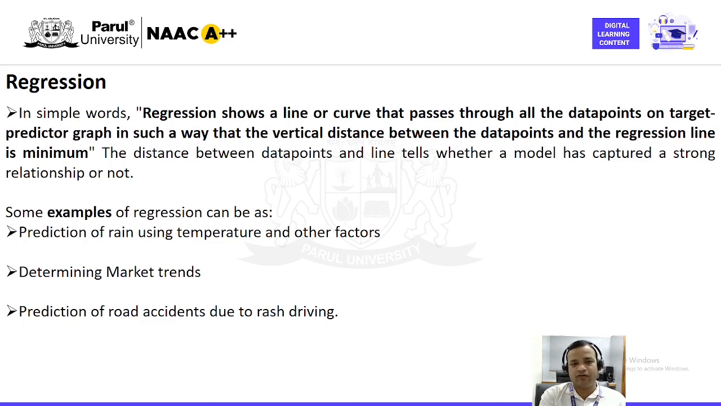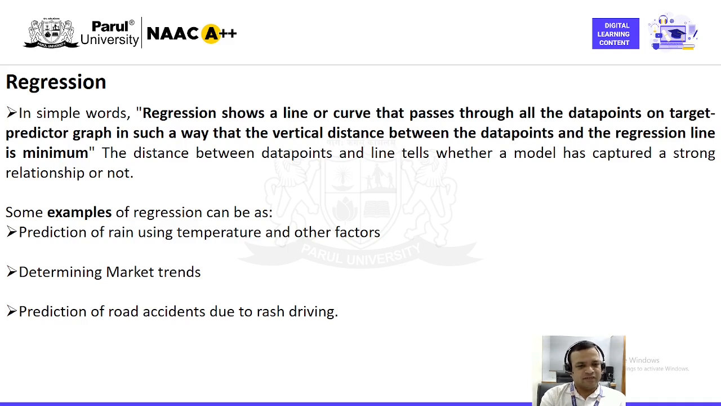Regression shows a line or curve that passes through the data points on the target predictor graph in such a way that the vertical distance between data points and the regression line is minimum. So that is the main concept behind regression.